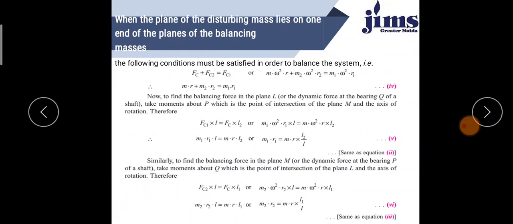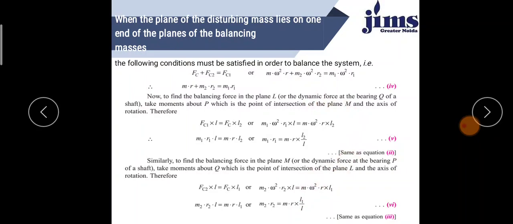The following condition must be satisfied. We already discussed previously Fc plus Fc2 according to this space diagram. Now, to find the balancing force in the plane L, we take moments: Fc1 into l equals Fc into l2, that is m r omega square l2, and similarly Fc2 into l equals Fc into l1. So you get these two equations with the help of the algebraic sum of forces and the sum of moments.